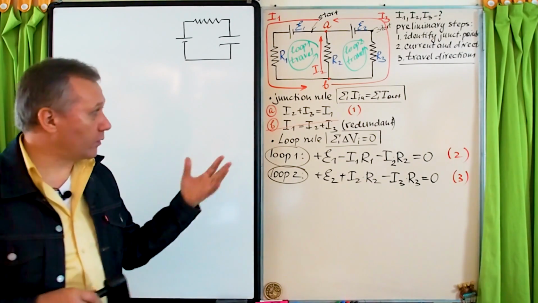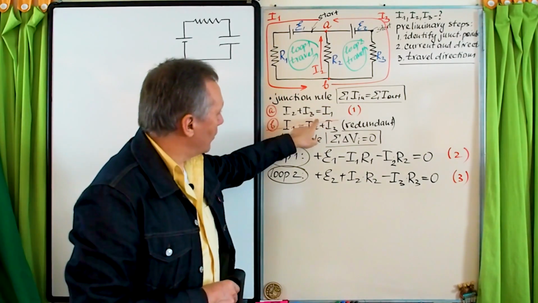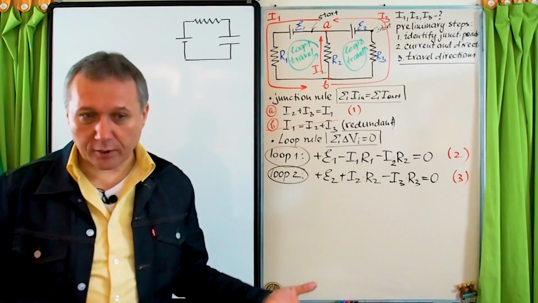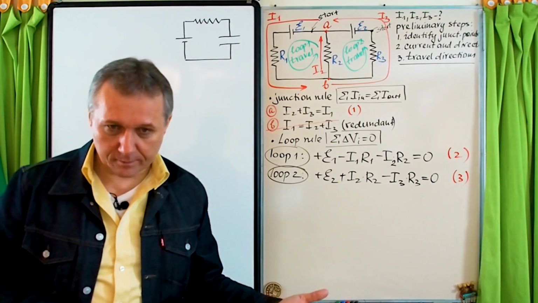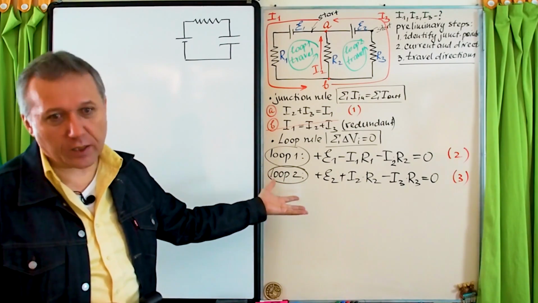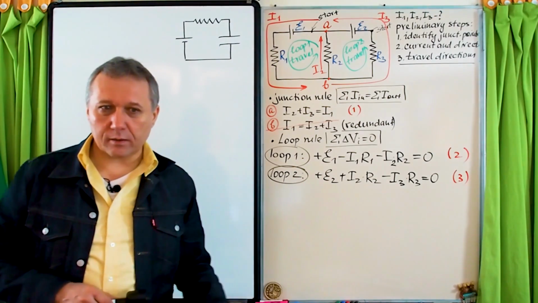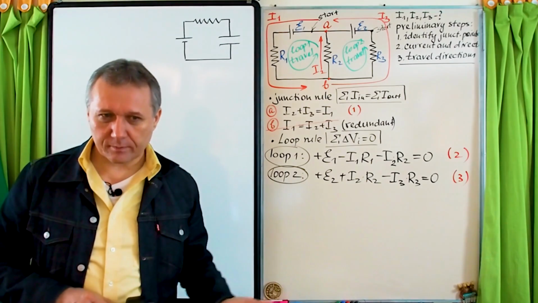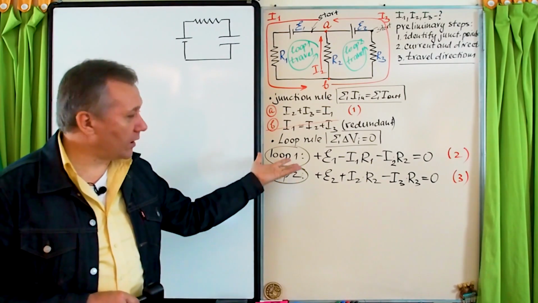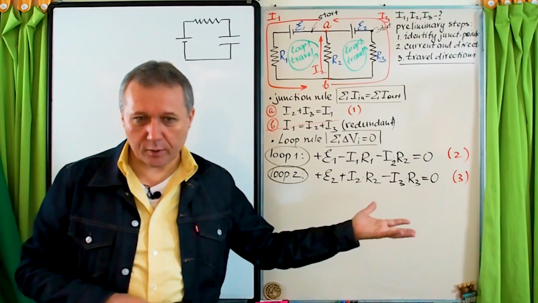So what now? 3 equations, 1, 2, 3. 3 unknowns, physics is over. Now it's just math. It's basically, I want to say calculus, no, it's algebra. Solving 3 algebraic equations with 3 unknowns, right?